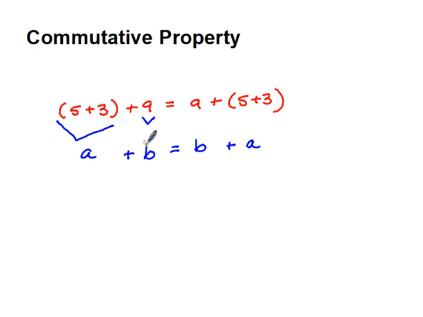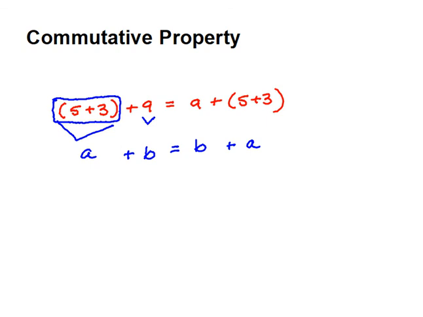So you can clearly see that this is the commutative property, but what a lot of students get confused about is how can 5 plus 3 represent our A? Well, because 5 plus 3 is sitting inside parentheses, this object is seen as one individual term. Therefore, it can play the role of one of our variables in the commutative property.